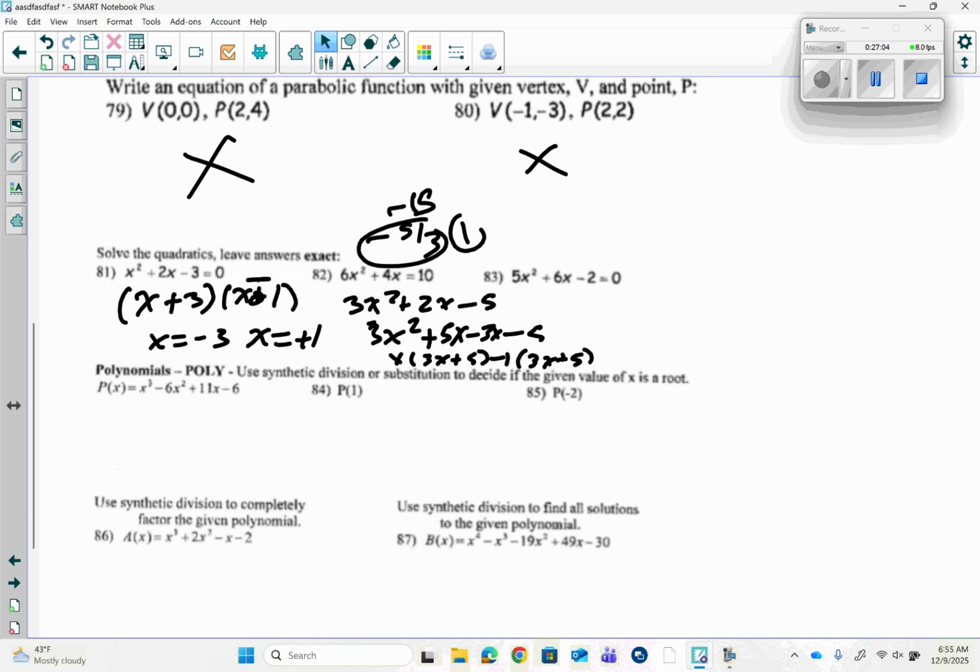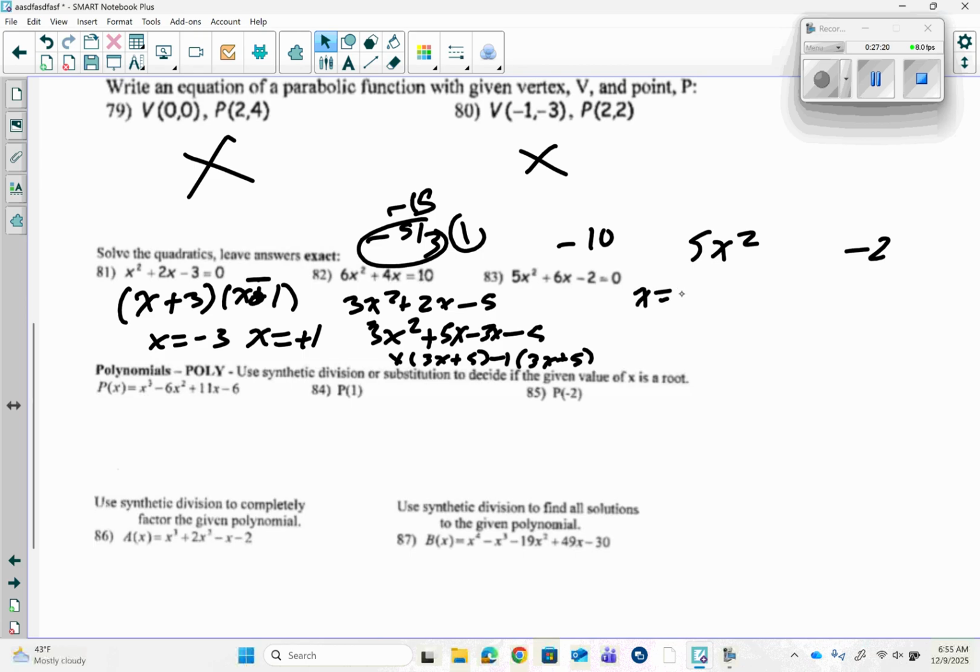This one, let's bookend it. So 5x squared minus 2. What are your numbers multiplied to give me negative 10, add to give me 6? That one is not going to work. This is probably a quadratic formula one.